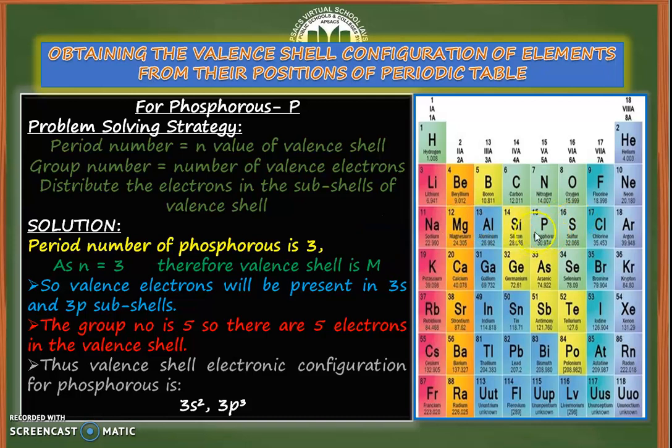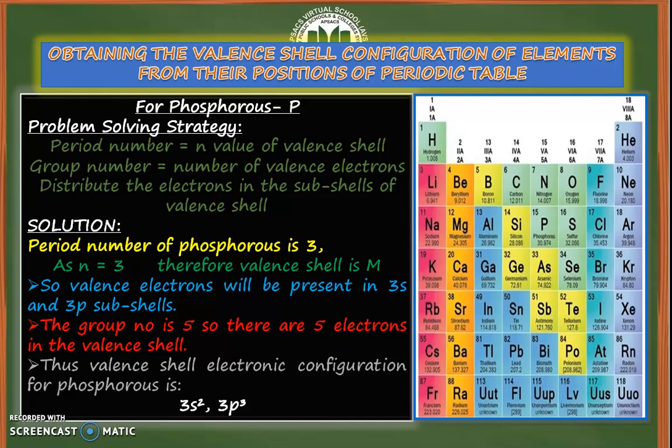Phosphorus has the symbol of capital P with atomic number 15. So here is the phosphorus in periodic table. As you can see from the periodic table, phosphorus is present in period number 3. It means the nth value for phosphorus is 3. Therefore, the valence shell is M shell. So, the valence electrons will be present in 3s and 3p subshells.